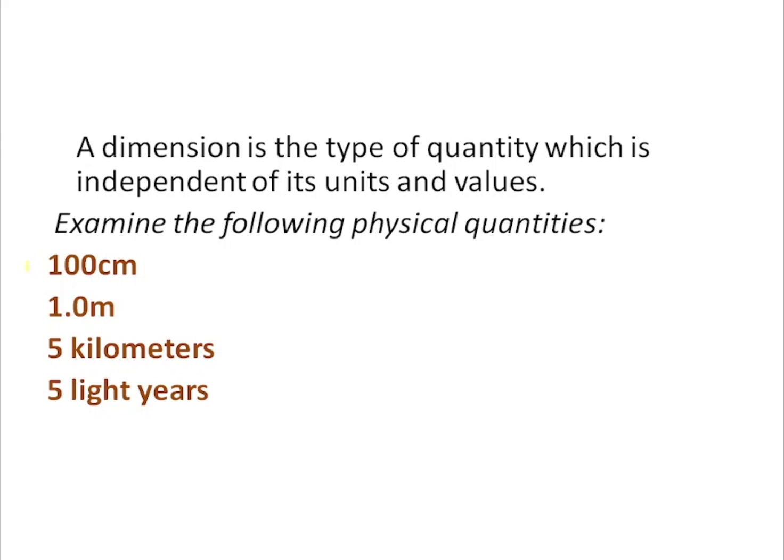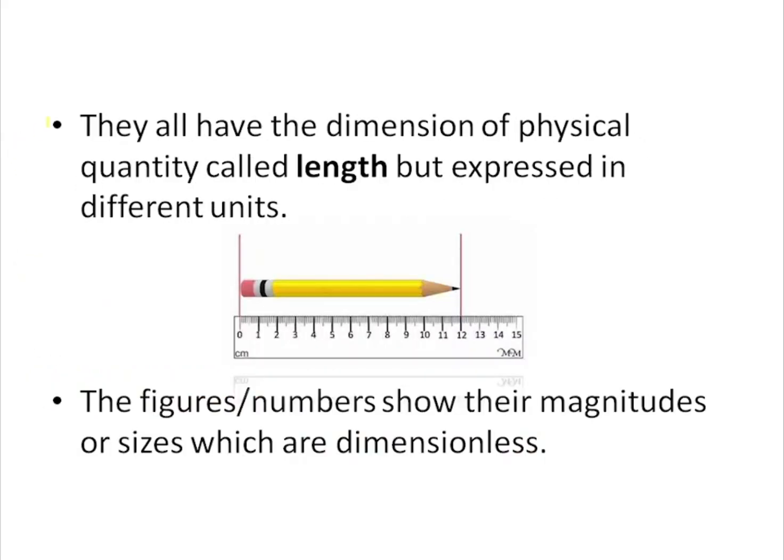Examine the following physical quantities: 100 centimeters, 1.0 meter, 5 kilometers, and 5 light years. They all have the dimension of physical quantity called length, but expressed in different units. The figures or numbers show their magnitudes or sizes, which are dimensionless.